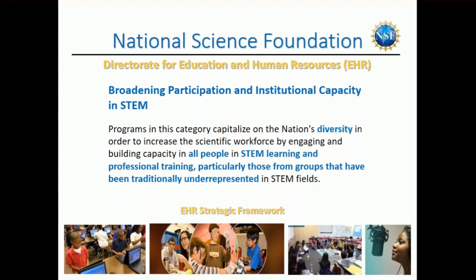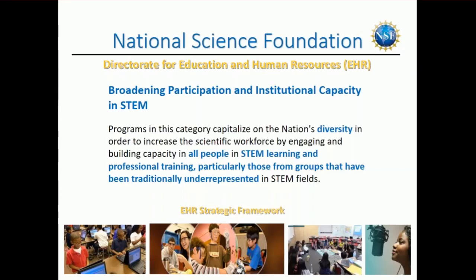And what do we mean by broadening participation and institutional capacity in STEM within EHR? Well, just to reiterate, that is to build the capacity of our organizations to involve all people in STEM learning and professional training, and especially those that are traditionally underrepresented in science.